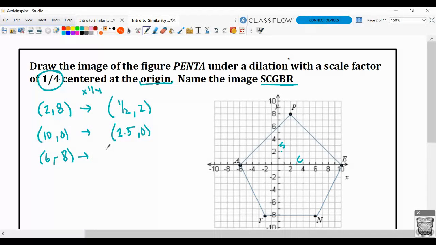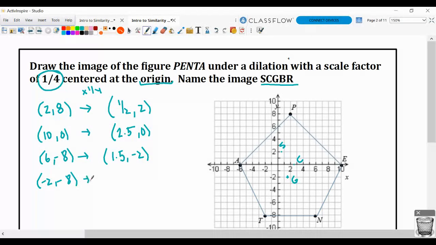And notice I'm not doing too much explanation here because this is something that we did, right? So 6 times 1/4 is what? 1.5. And then negative 8 times 1/4 is negative 2. So 1.5, negative 2. SCG, right? So I'm just going through this. PE, I'm going in order. So I've got SCG. T is negative 2, negative 8.